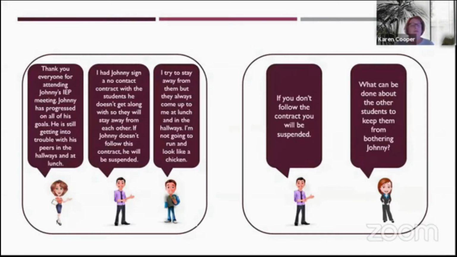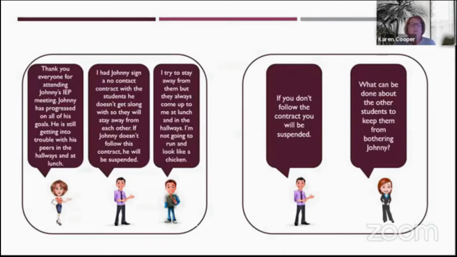So in this scenario, we have the special education teacher thanking everybody for attending, indicating that Johnny has made progress on all of his goals, but he's still getting into trouble with his peers in the hallways and at lunch. The principal had Johnny sign a no contact contract with the students he doesn't get along with. So they will stay away from each other. And if Johnny doesn't follow it, he's going to get suspended.